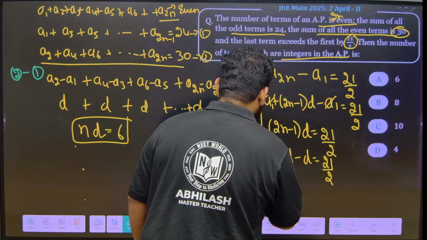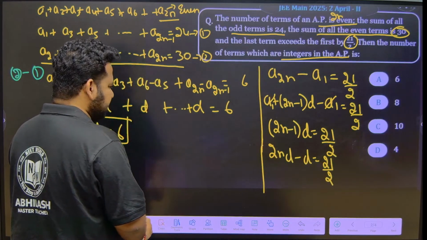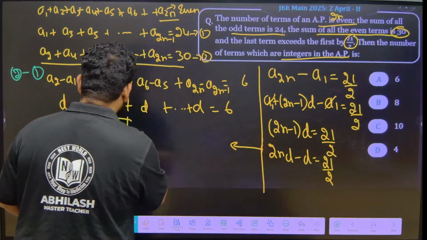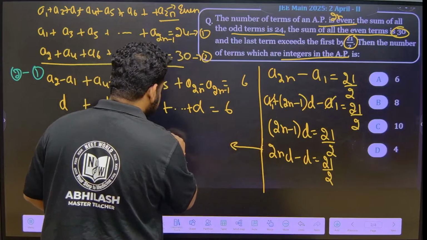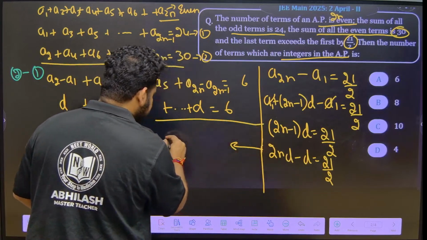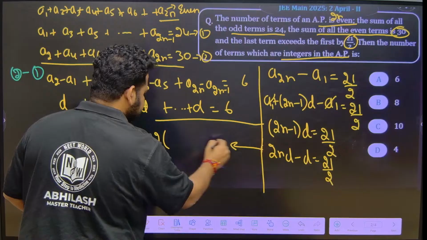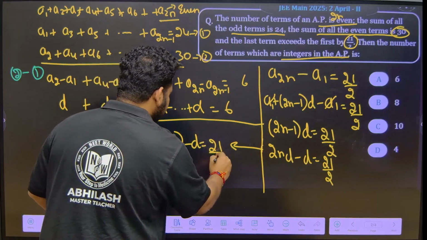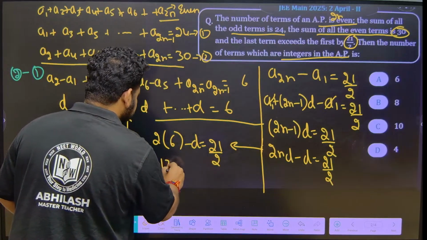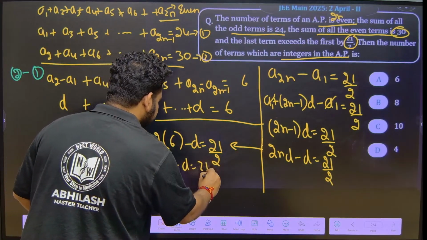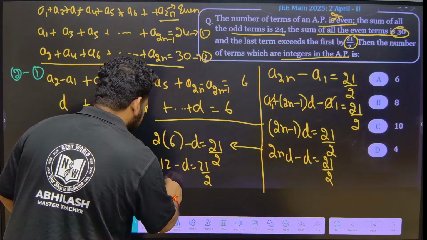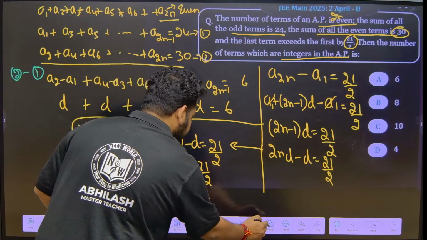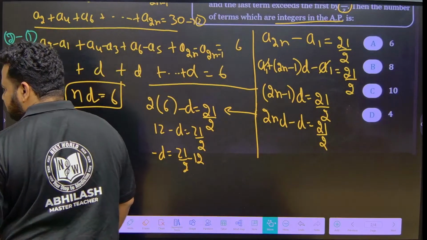Now, see here, friends, I got ND is equal to 6. I will put the value of ND is equal to 6 here. So this gives me 2 times ND is equal to 6, minus D is equal to 21 by 2. So 2 sixes are 12, minus D is equal to 21 by 2. So D is equal to 21 by 2 minus 12.